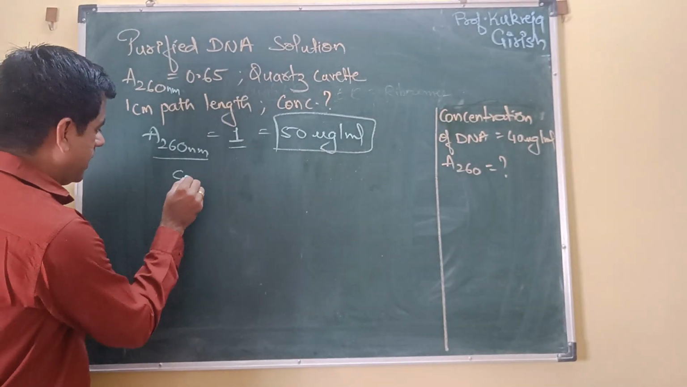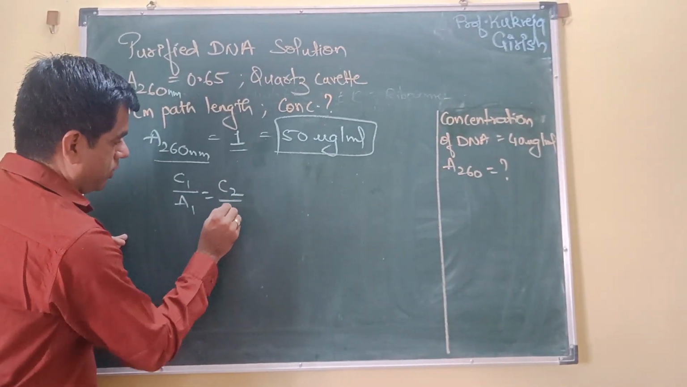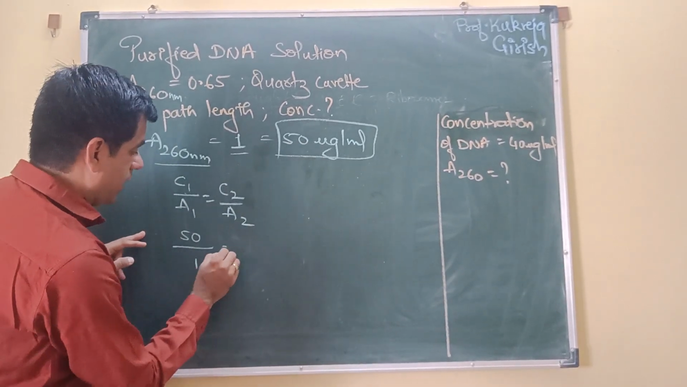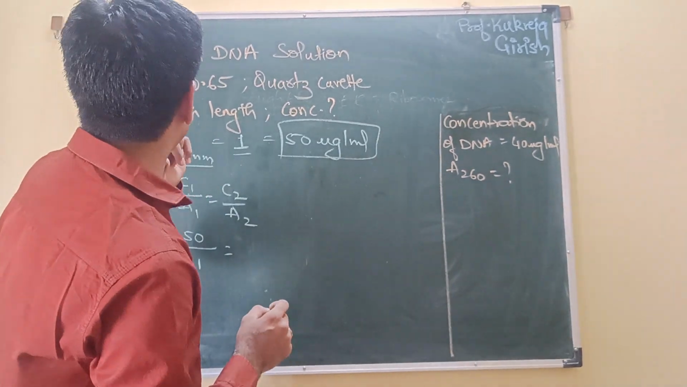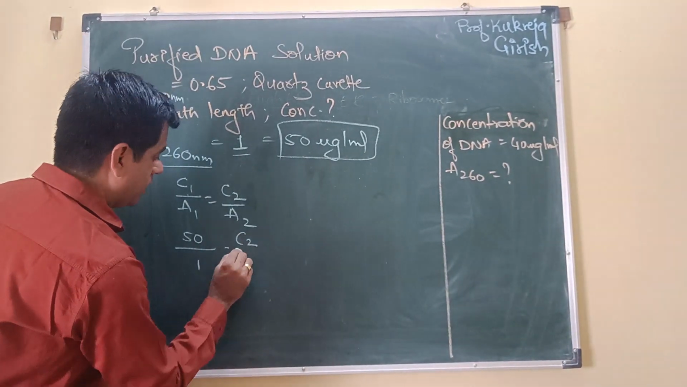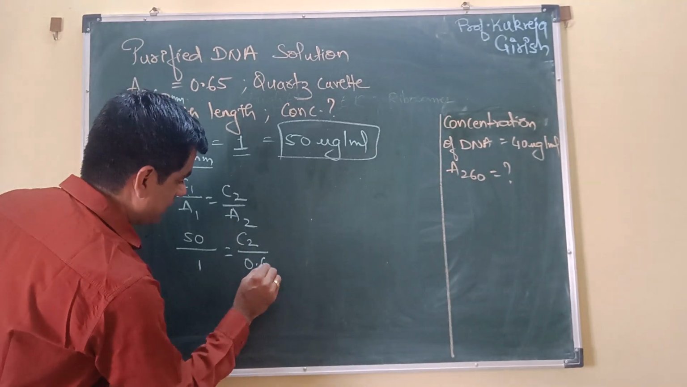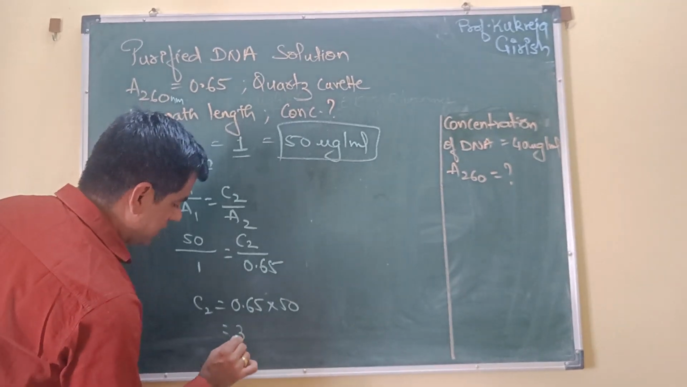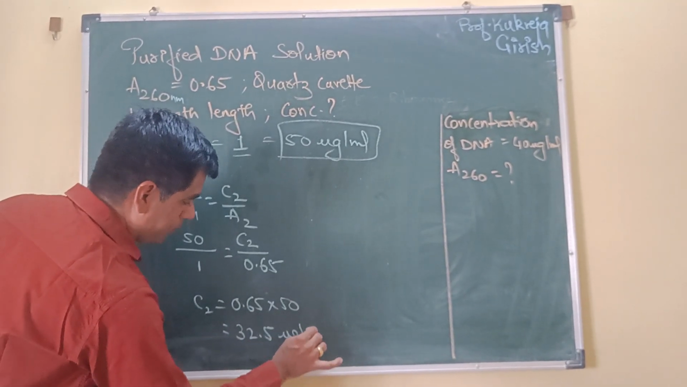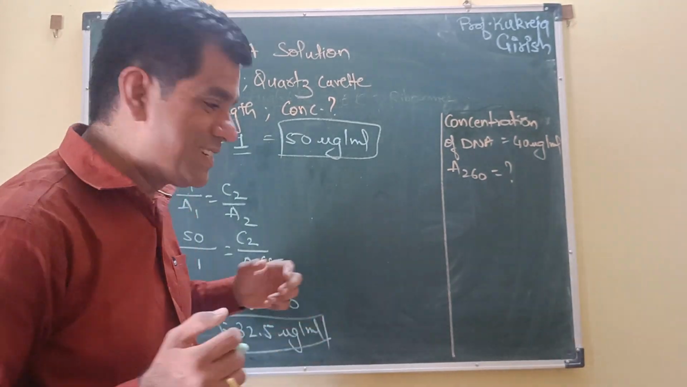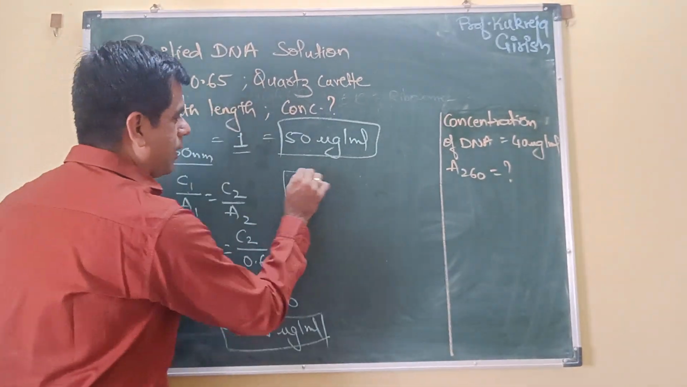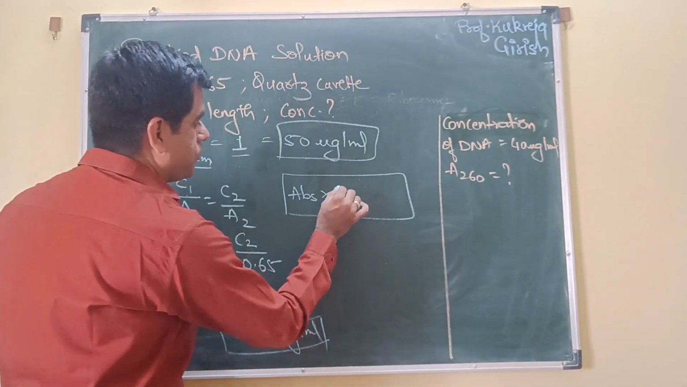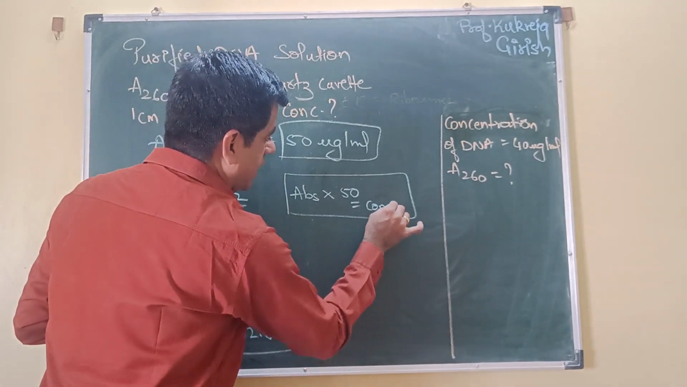So we have the same formula, C1 upon A1 is equal to C2 upon A2. My concentration of the standard is 50, my absorbance is equal to 1. Then we have C2, the concentration I want to find out, and A2, that is 0.65. So my concentration is 0.65 into 50, that is 32.5 microgram per ml. Basically, whatever absorbance I get, let me multiply that absorbance with 50 and I'll get my concentration.